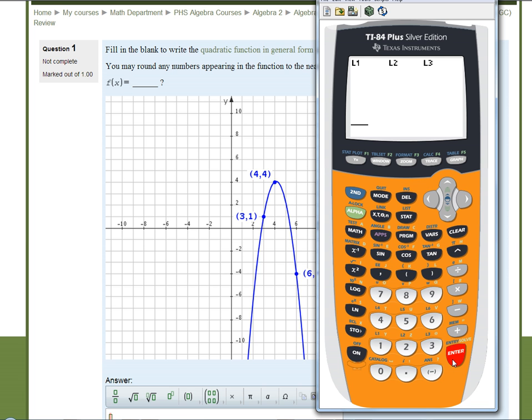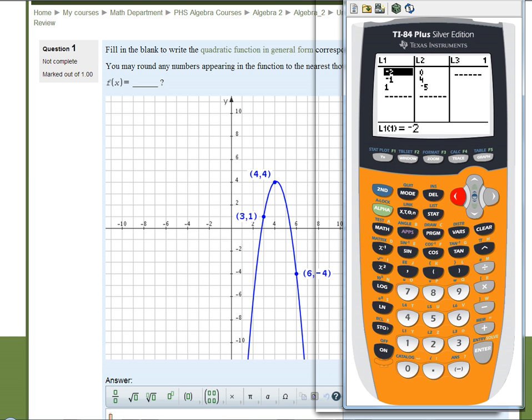Stat, edit gets me to the spreadsheet, where I put in the x and y coordinates. Remember this? So I'd put in the x coordinates in L1, the y coordinates in L2, right? So for this one, I've got, for my x coordinates, 3, 4, and 6. And for the corresponding y coordinates, I just get 1, 4, -4. Agreed? Okay.